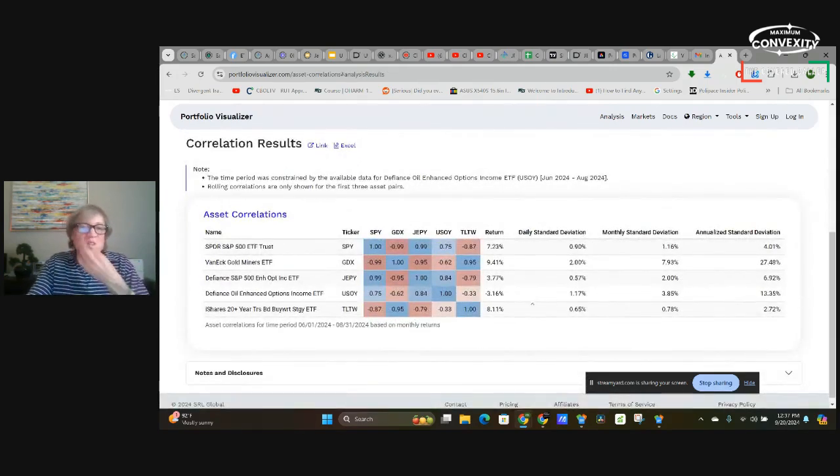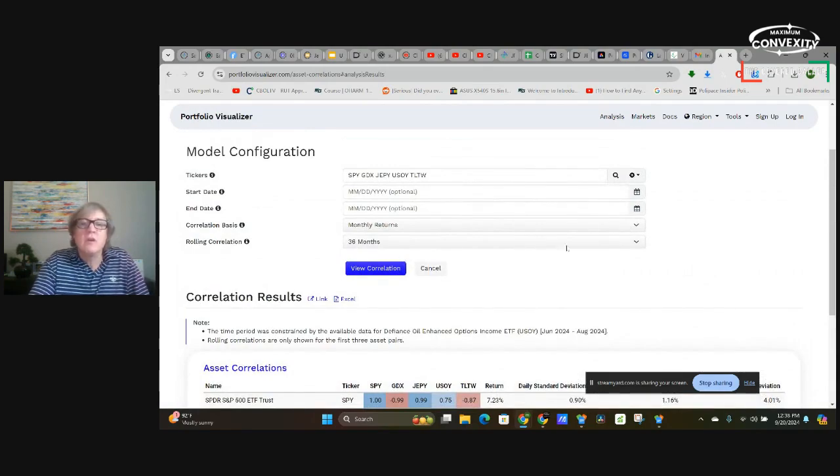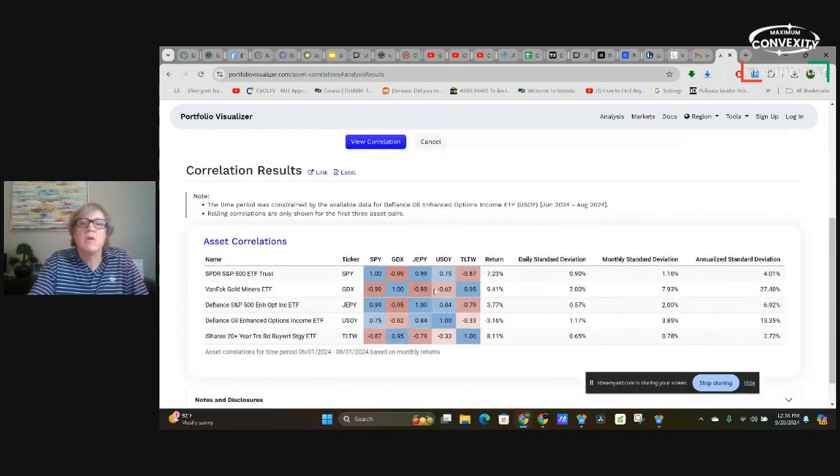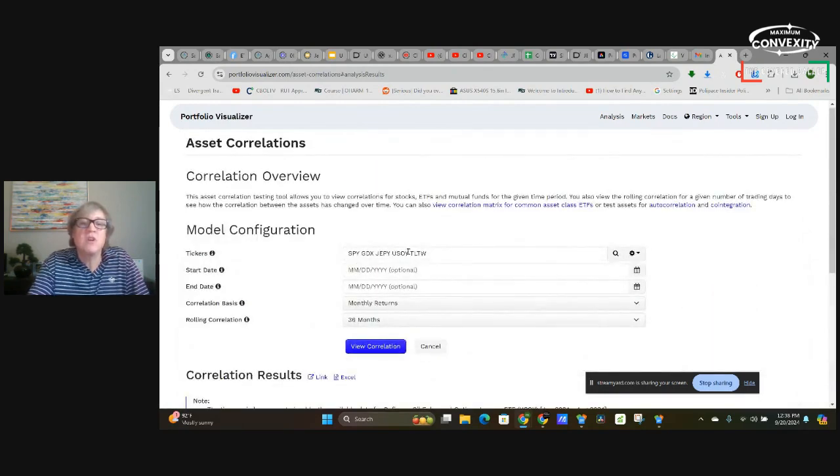Okay. So let's look here. Of course, the correlation to SPY is 1. So GDX is negative 99, perfectly inversely correlated. I didn't know that. Anyway, that's good to know though. So if you're bearish, definitely this one. I didn't know it's perfectly inversely correlated. In fact, I almost don't believe it. So the problem is they're only looking at June through August because of USOY's return. Let's take USOY out of here. I think we're getting bad data.